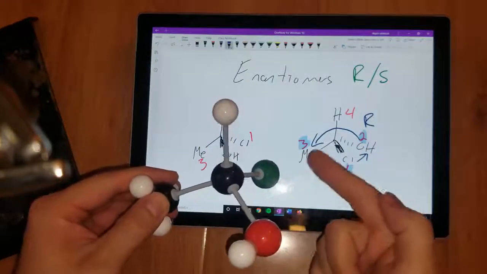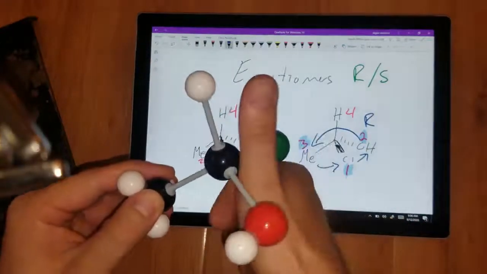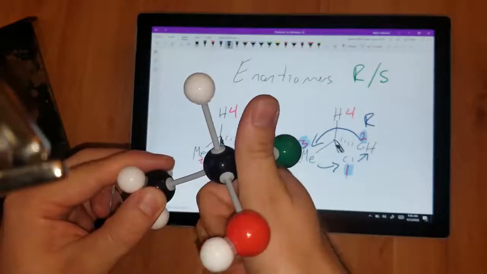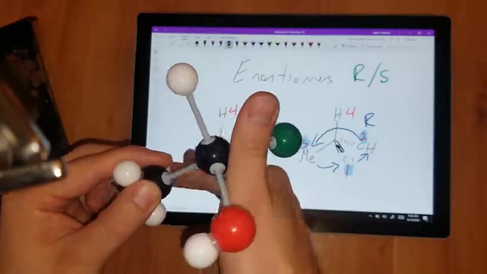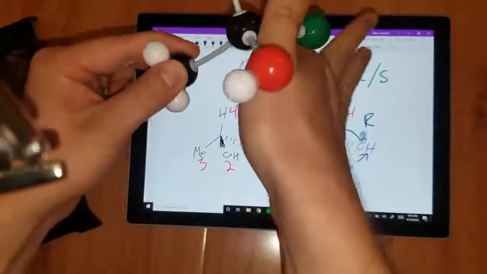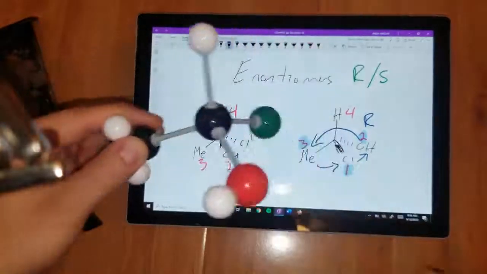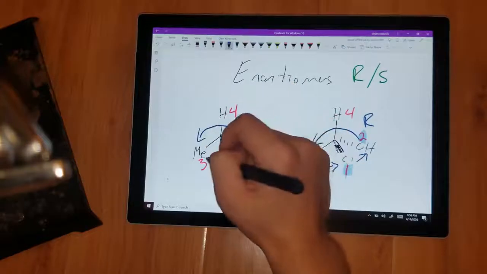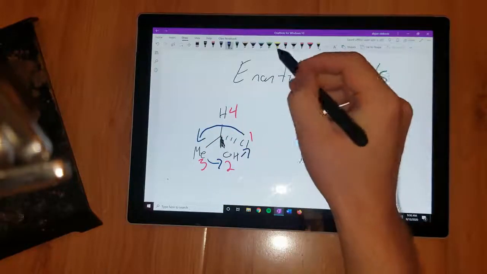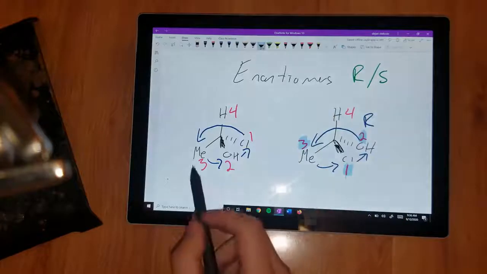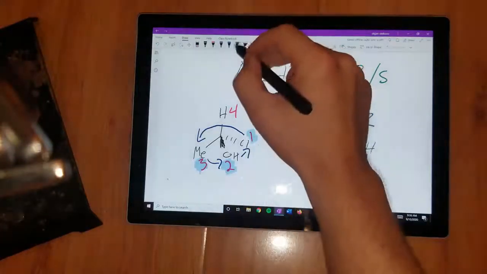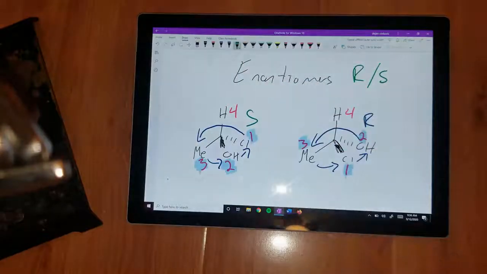Here's the alcohol, and here is the chlorine. And then if we stick our thumb up and curl our fingers, we go chlorine, methyl, oxygen. So we go chlorine to methyl to oxygen, and then back around. If you're thinking about the numerical order, we're going 3, 2, 1. We're counting backwards, so this is S. If you count backwards, you are S. If you count forward, you are R.